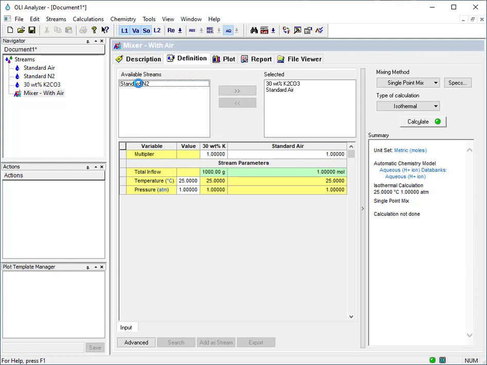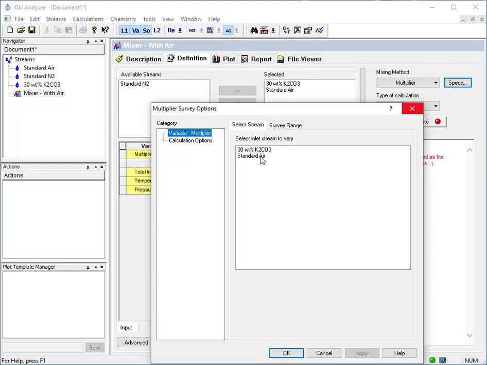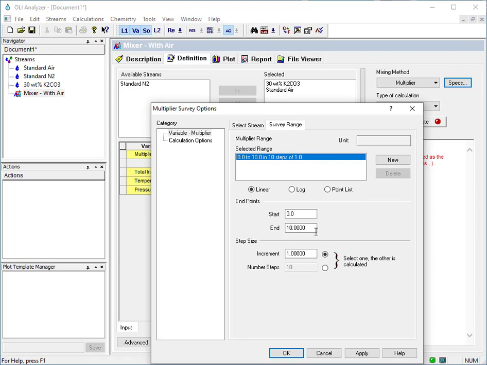We're going to add standard air, and we're going to do a survey. We're going to leave it at 25 degrees and one atmosphere. We're going to do what's called a multiplier survey, okay? And we need to tell the program what to multiply it by, so we're going to multiply by standard air. Now, I have done this previously, so I sort of have an idea of how far I have to go.